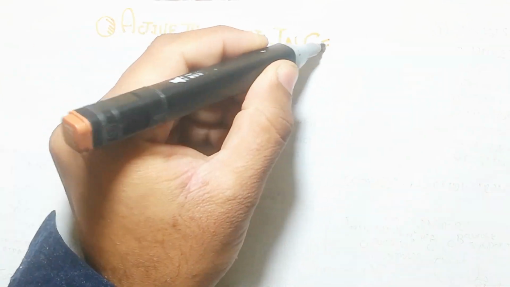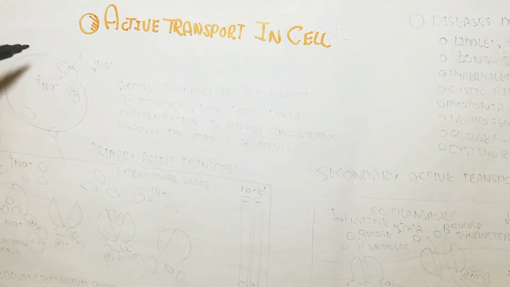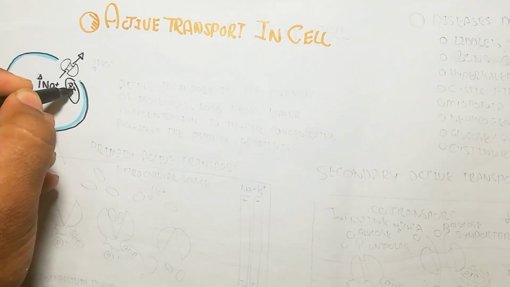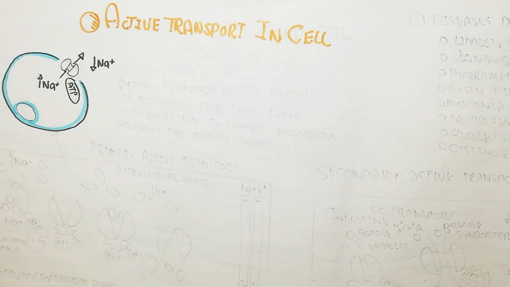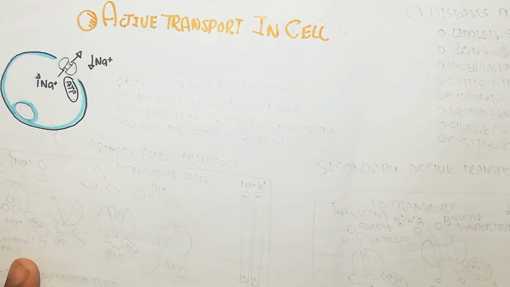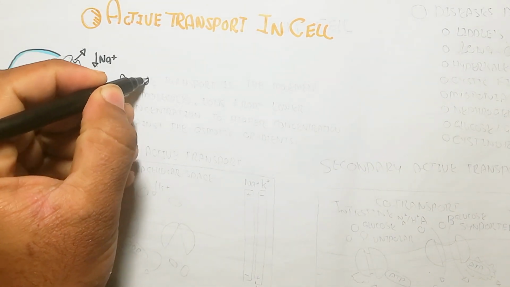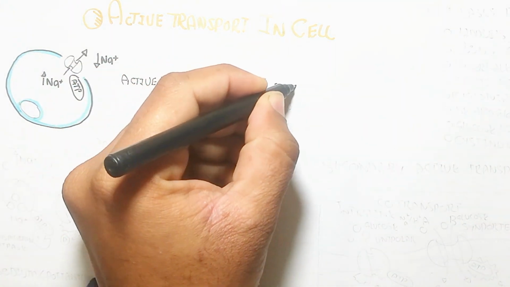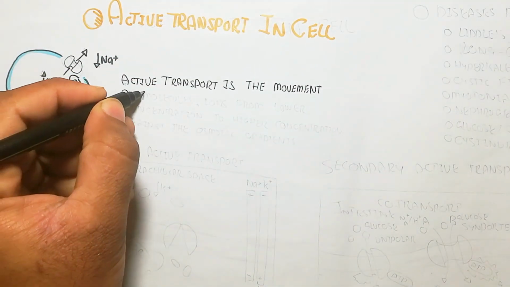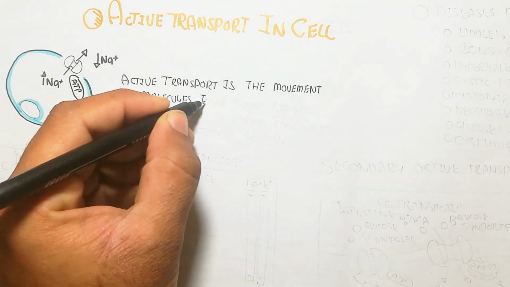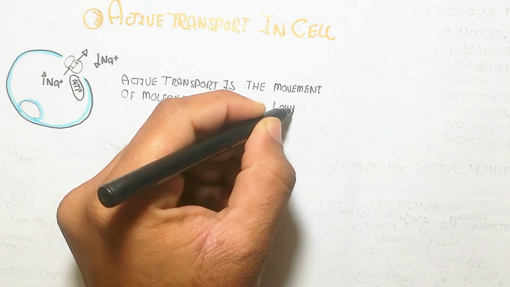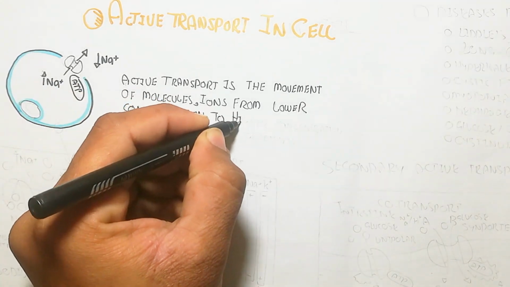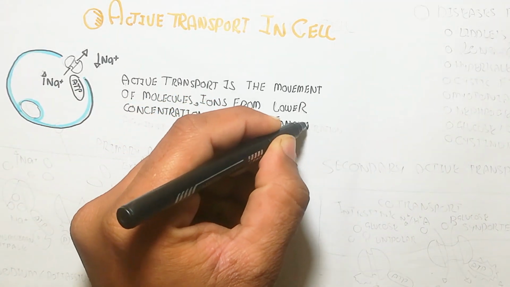What is active transport? Remember, it requires energy for the movement of ions. So here is sodium, and sodium moves outside from higher concentration to lower concentration without ATP, but this process is inhibited through ATP against the osmotic gradient. Active transport is the movement of molecules or ions from lower concentration to higher concentration against the osmotic gradient by using energy like ATP.